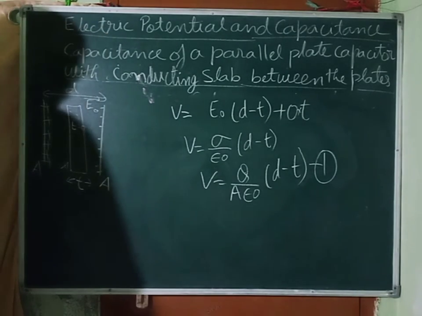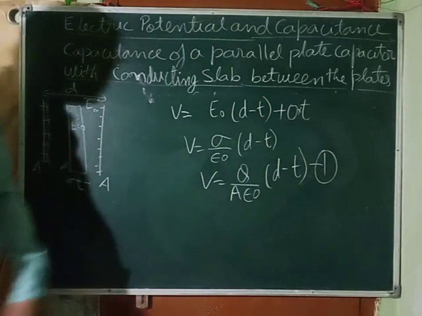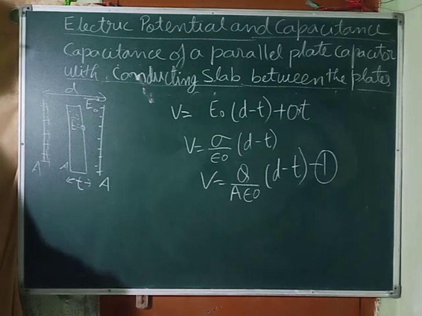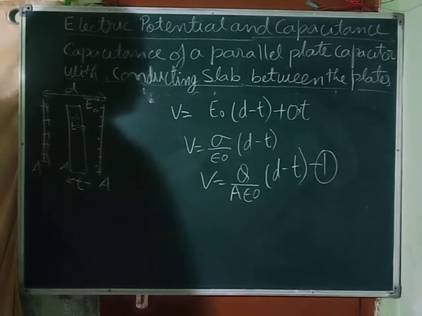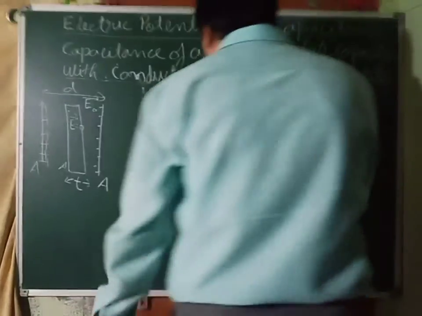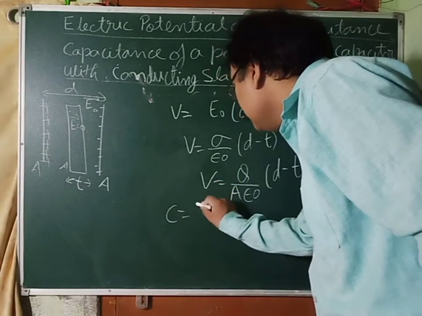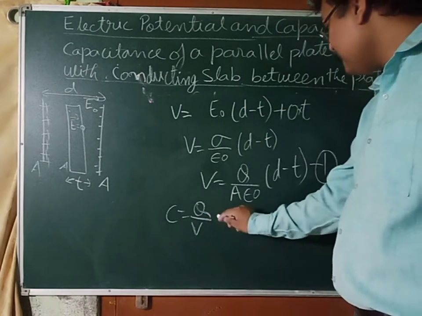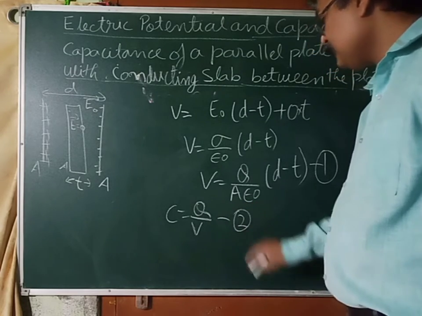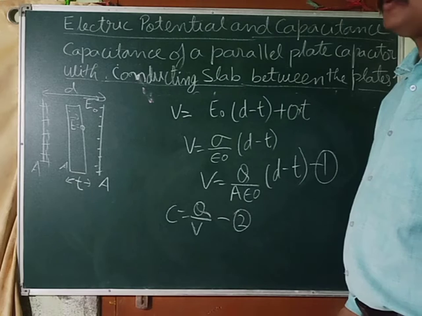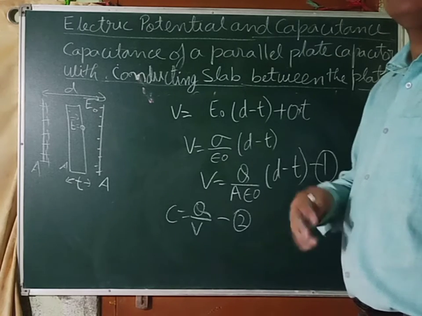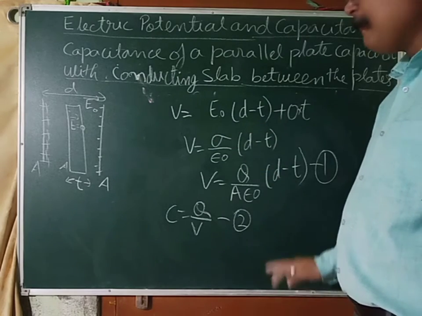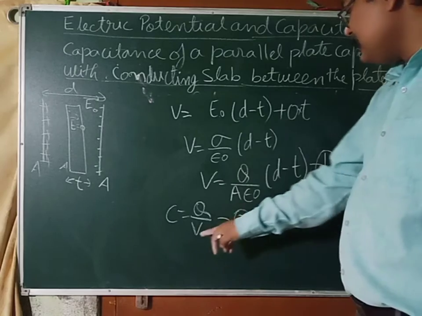Done? Okay. Now, after this you write according to the definition of capacitance. Written? Very nice. What will we get? C equals Q by V. This is our equation number 2. Now you write from equations 1 and 2. See, this value of V we have to place here.